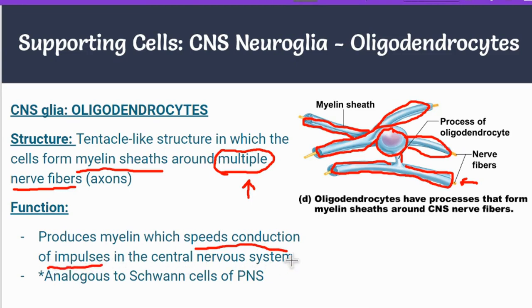So conduction is like how fast something travels. If an axon is myelinated, the nerve signal down the axon will travel much faster. And like I said, it's kind of the same thing as Schwann cells of the PNS. But one difference is oligodendrocytes are in the CNS, central nervous system, and unlike Schwann cells, oligodendrocytes can reach out and myelinate several axons of several different neurons. That's going to be different with Schwann cells. So oligodendrocytes are in the CNS, and they can myelinate multiple axons.